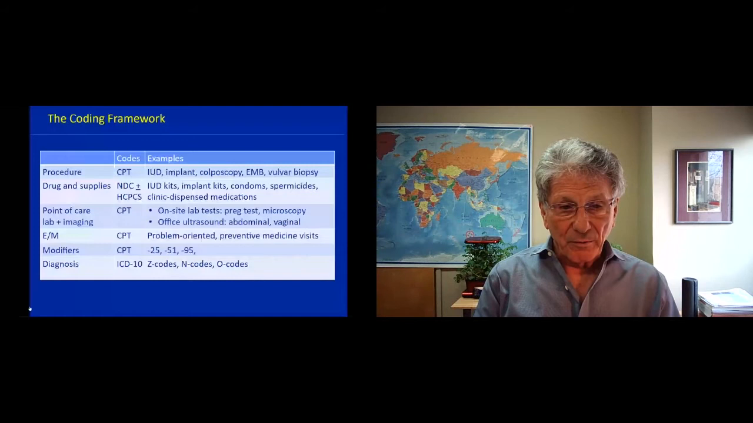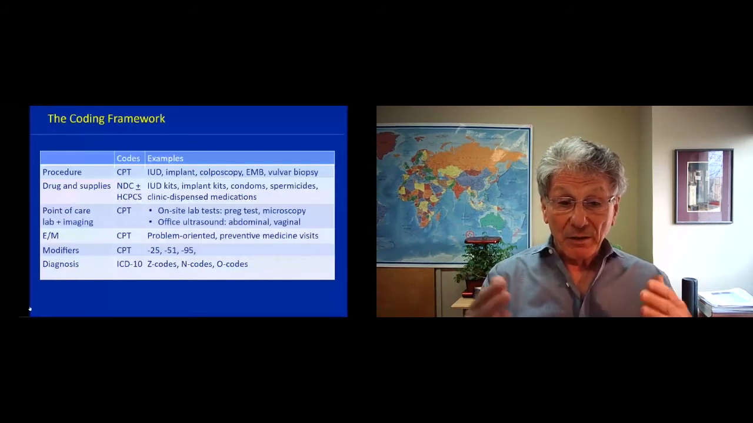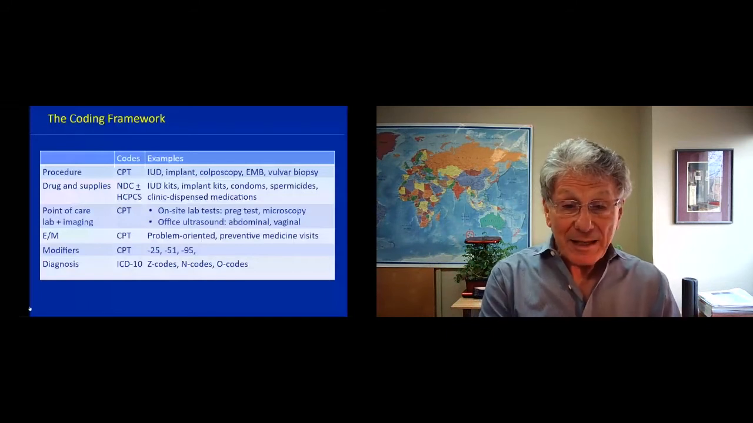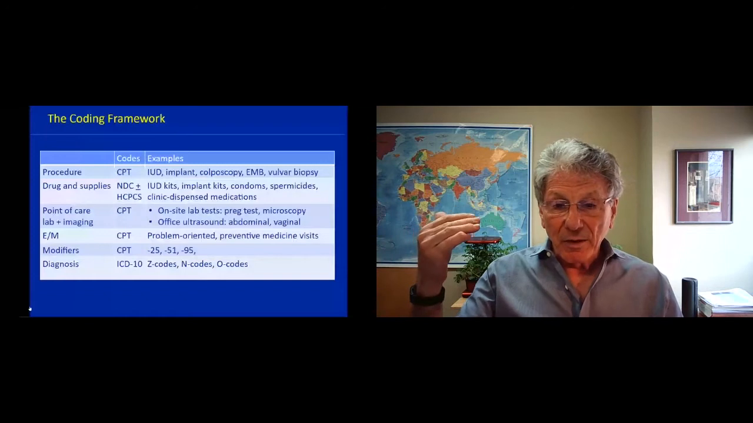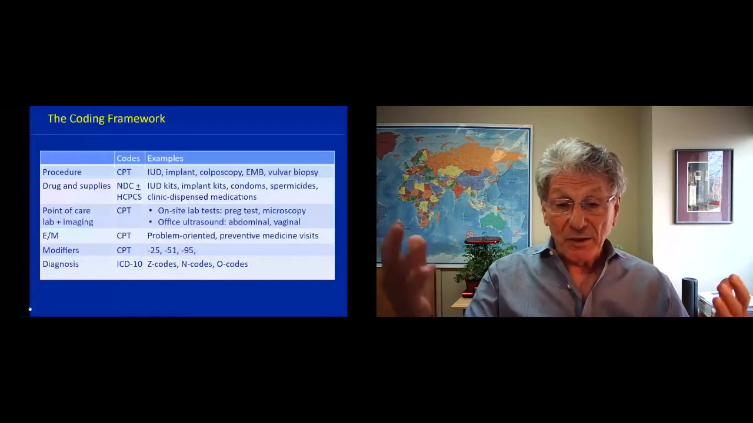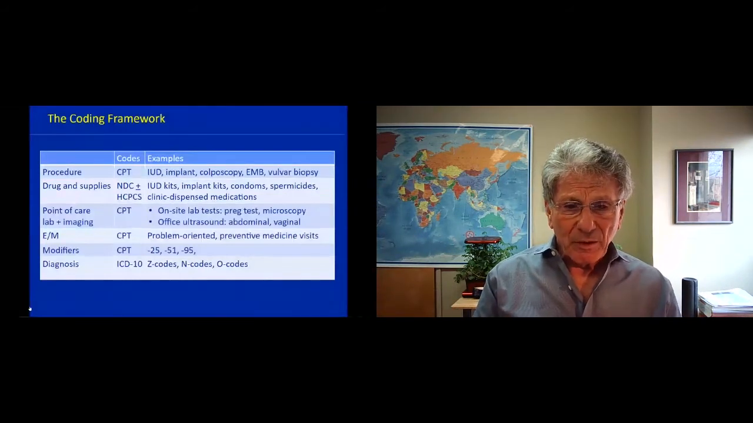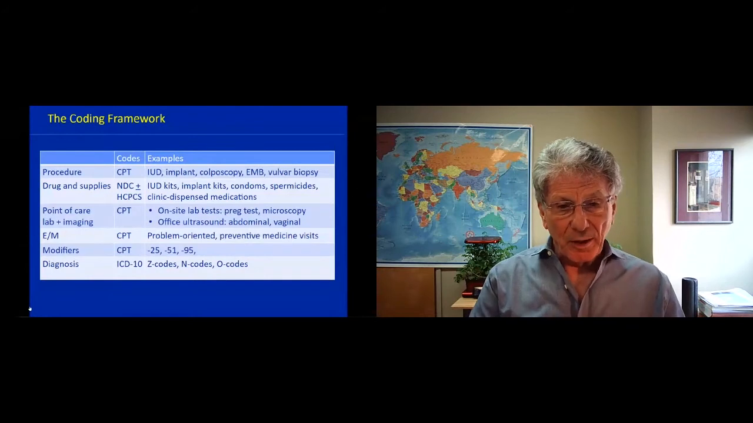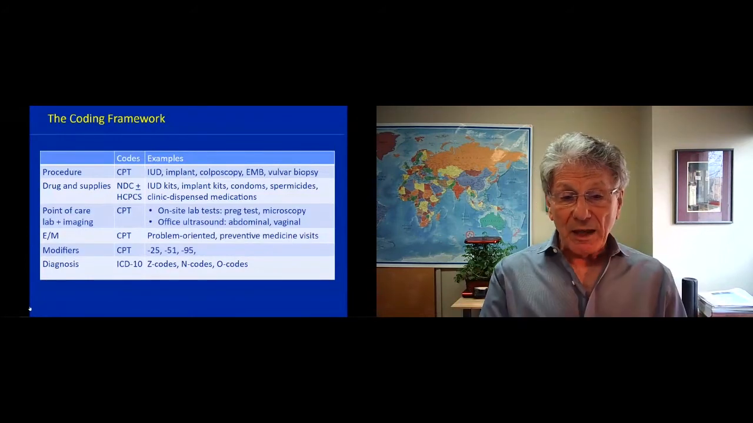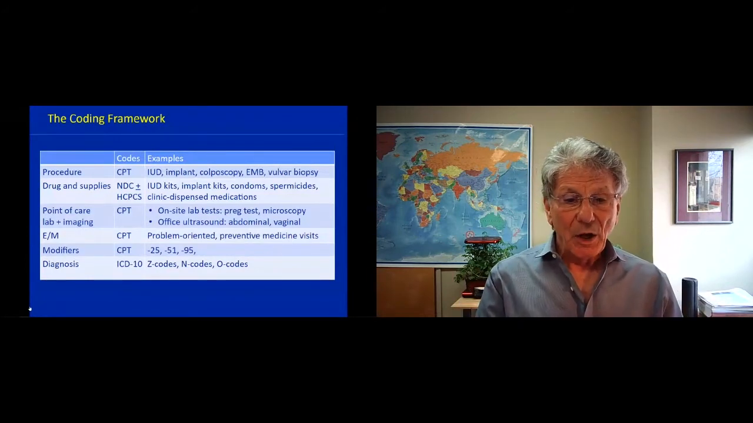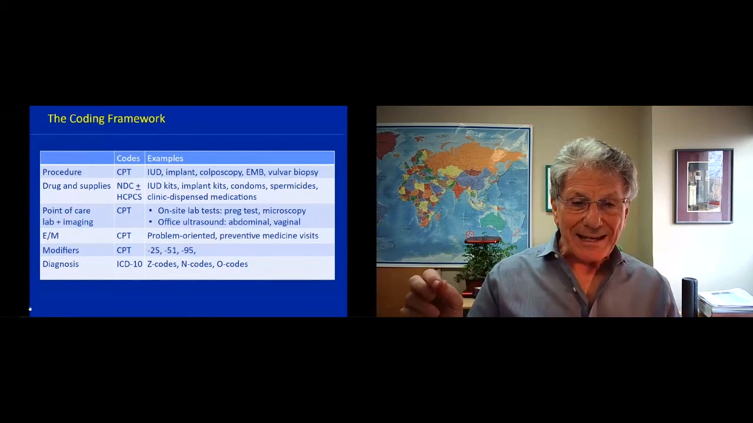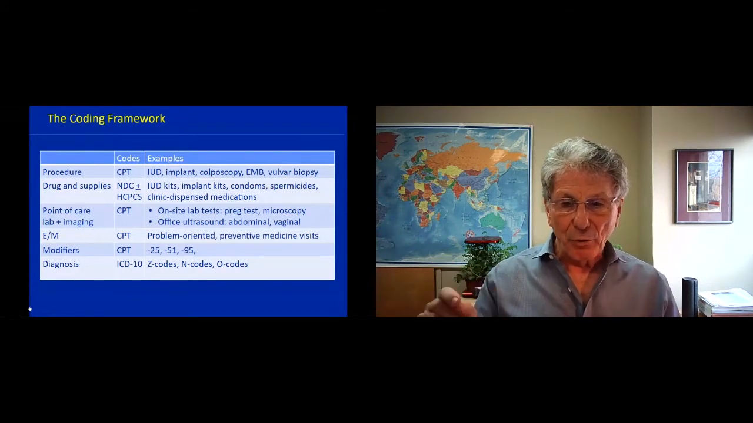Those are all procedures. Next is, what about drugs and supplies? Well, that would be an IUD placement kit, an implant kit, the condoms you dispense, the spermicides you dispense, or if you send the patient home with 13 packs of birth control pills, that fits in this category too. So how do you bill for those? Your biller's going to do it. You're not going to do it, but they are either going to use the HCPCS codes that I told you about earlier, or they're going to use a code which is called an NDC code, which stands for National Drug Code.